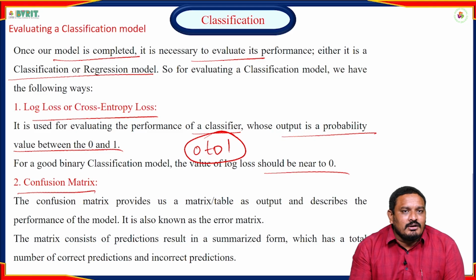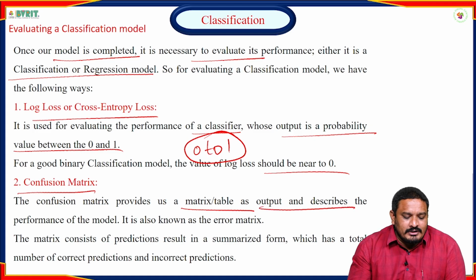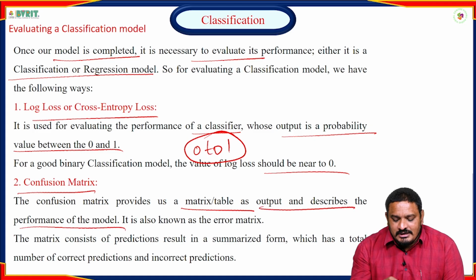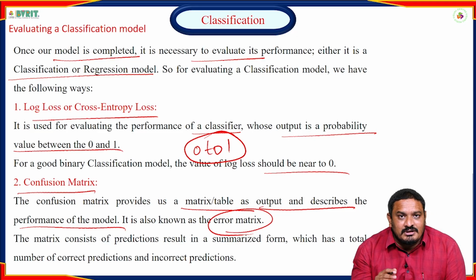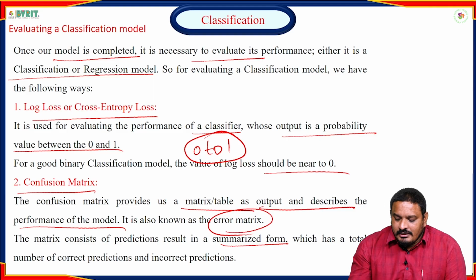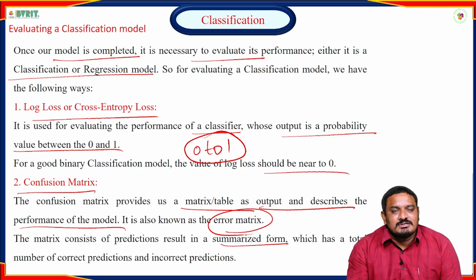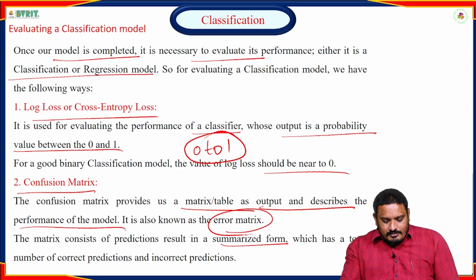Next, coming to the second evaluation parameter, the confusion matrix. The confusion matrix provides a matrix table like output and describes the performance of the model. That is also called an error matrix. Here the matrix consists of the different predictions, summarized as the total number of correct predictions and incorrect predictions.